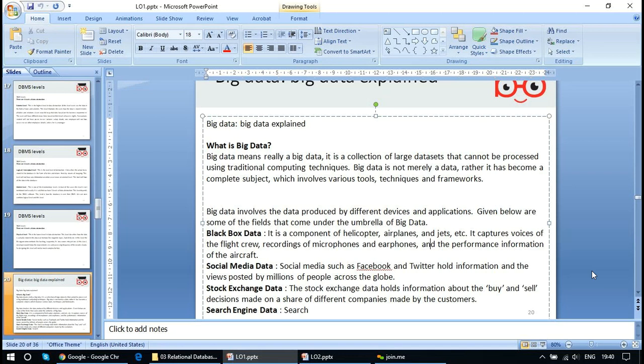Sometimes what happens when airplanes get disconnected from the control room, and how long the airplane was in the sky, for example what noises were made, what approaches were made. That particular data is stored using the black box, and obviously that's not our topic, but that kind of extensive data comes under big data.